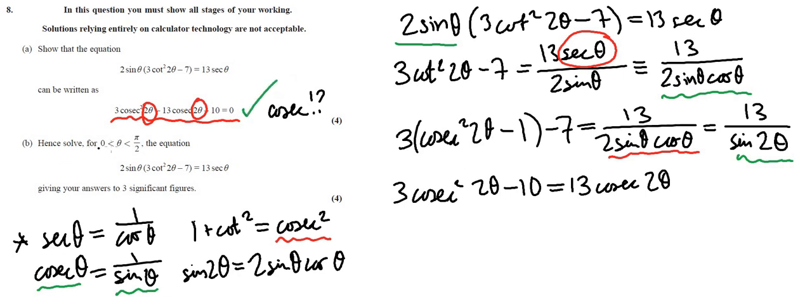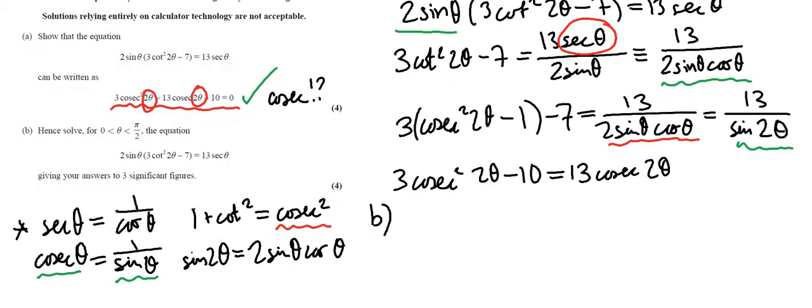Second part, hence solve from 0 to pi over 2 the equation 2 sine theta times 3 cotangent squared 2 theta minus 7 equals 13 sec theta. Okay, so we've just basically turned that into a quadratic. So we're just going to use the quadratic solver. So remember now, this is a calculator paper, but we need to show that we've factorised it, because there are 4 marks available for this. Okay, so 4 marks, just using a calculator is not enough. So we factorize it. Okay, you can get the factorization from your calculator, but just remember to write down the results.